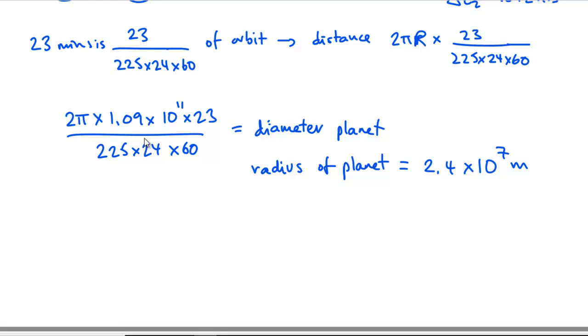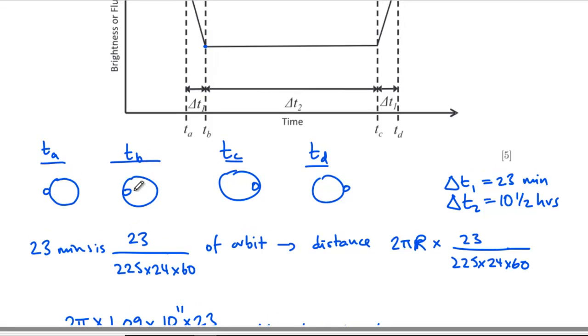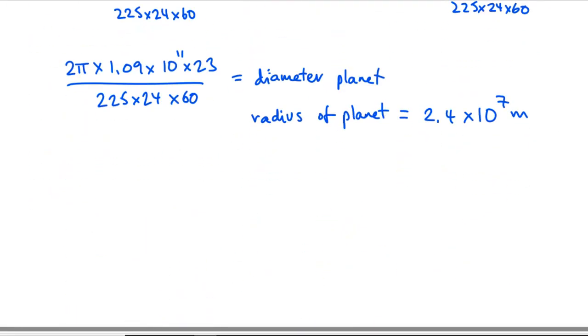So we can do the same thing pretty much for the radius of the star, can't we? Nearly. But we have to remember that this 10.5 hours is going from inside edge to inside edge. So we're going to have to add on a diameter of the planet as well, in order to make it the full diameter of the star. So if we add on a radius of the planet, we'll get the radius of the star. So we can just do exactly the same thing here.